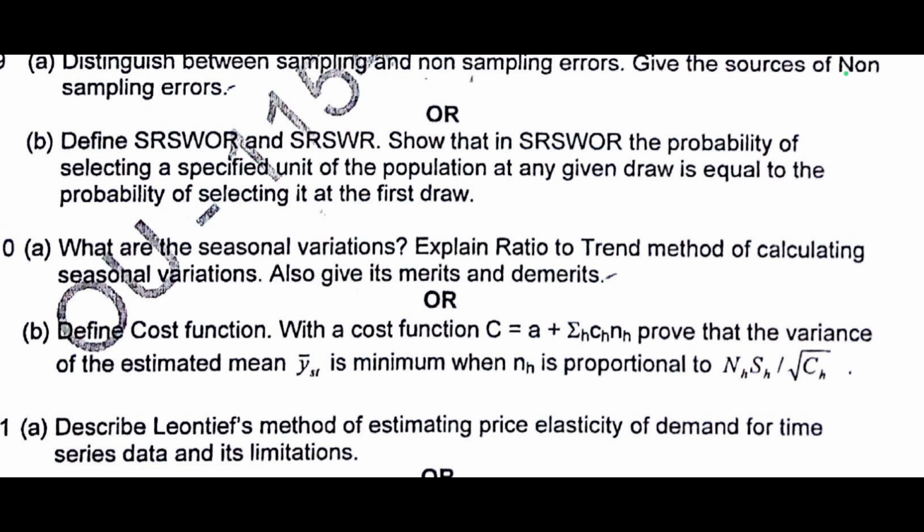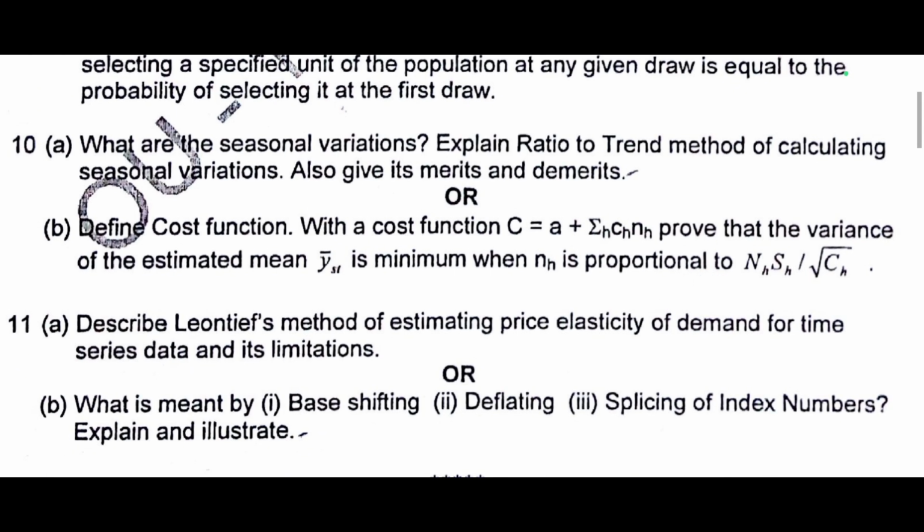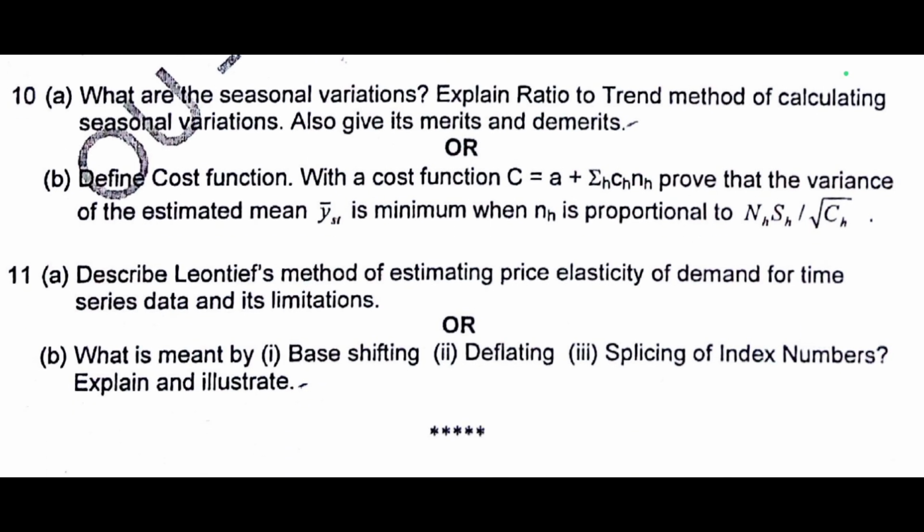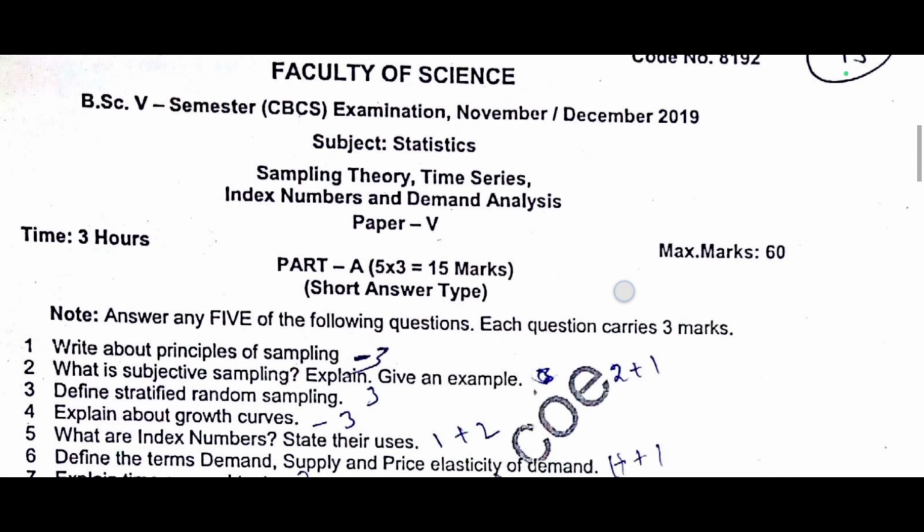Prove that the variance of the estimated mean y bar of st is minimum when n is proportional to n into s divided by under root of c. Here you can use h or you can use i also. So these all belong to the other questions which existed in previous papers.